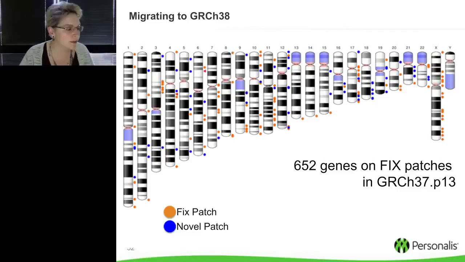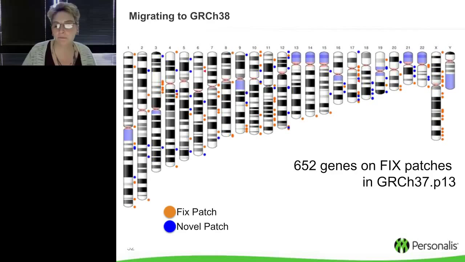In this karyotypic representation, all of the orange dots that you see are regions where the GRC released a fixed patch. So operationally, this looks like an alt locus. So they just release a contig sequence that aligns back to the chromosome. Except rather than representing diversity, like what you see in the novel patches in the alt loci, these represent regions where the underlying chromosome assembly is incorrect, and the fixed patch provides a correct representation of that region.